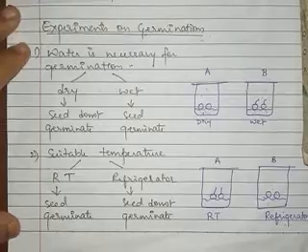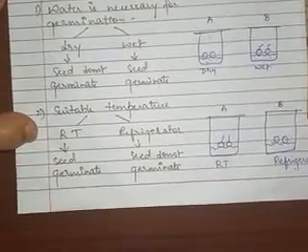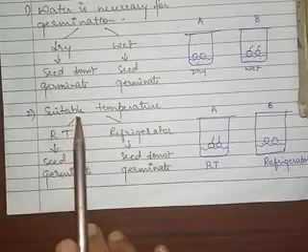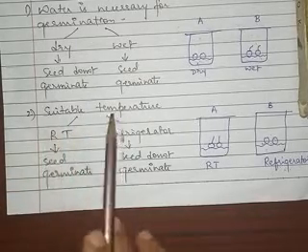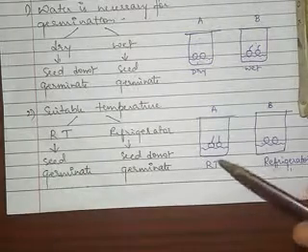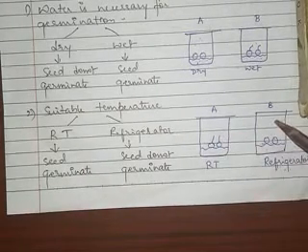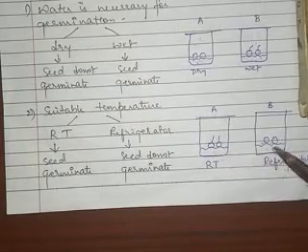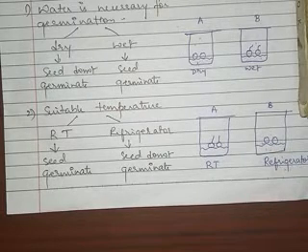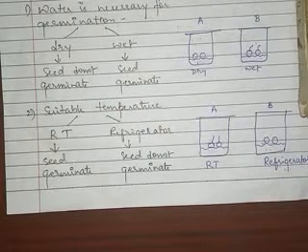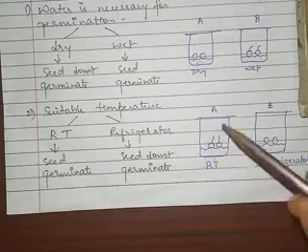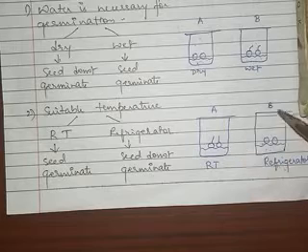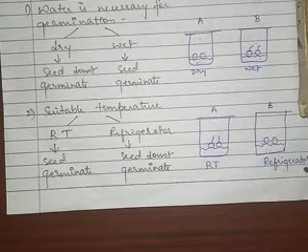Next we go to the second experiment, which is to prove that a suitable temperature is necessary for the process of germination. Here we have two beakers, A and B. We are keeping soaked seeds on wet cotton wool in both the beakers, so we are providing water in this case. Now beaker A will be kept at room temperature and beaker B is kept in the refrigerator.